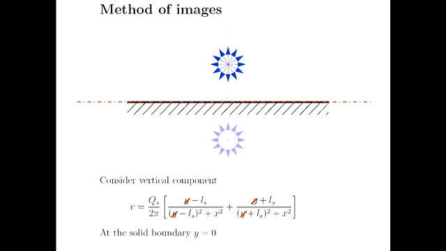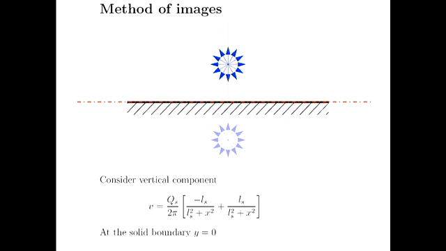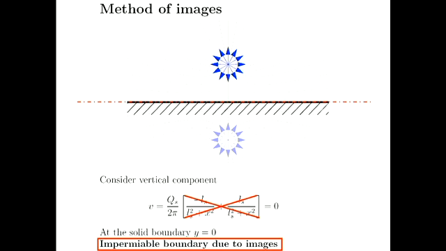And if I set y equals 0, you get this happy result that you should be able to see: that term within that square bracket just cancels to 0. And what we've got is that the vertical component of velocity is identically equal to 0 everywhere along that solid boundary. Okay, so there's no vertical component of velocity where we want our wall to be. So we've got an impermeable boundary, which is exactly what we want. And we might have guessed that by just looking at the streamline pattern that I plotted. And that's basically how that method of images works.